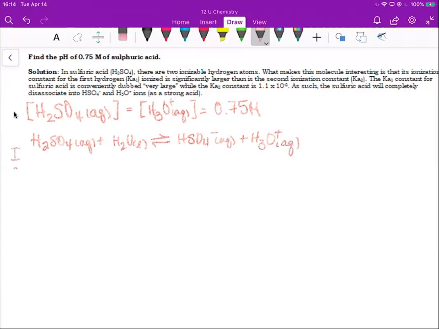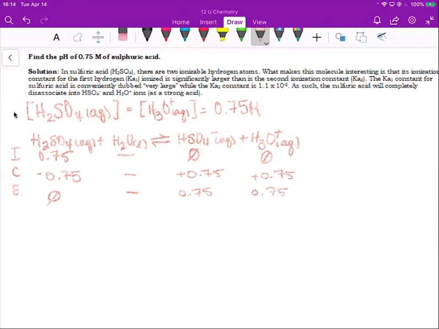So if I have an ice table, I'm starting off with 0.75. Again, water isn't included in this. I have 0 of these two entities. This is going to be 100% dissociation. So it's minus 0.75 and plus 0.75. So we're left with 0 concentration of H2SO4. So this is for Ka1.